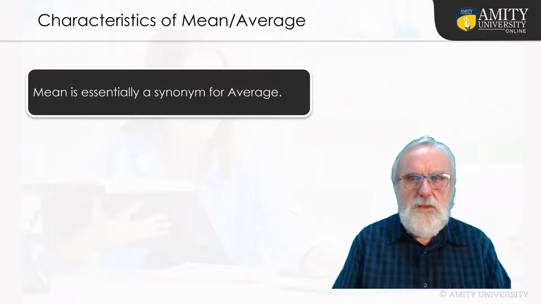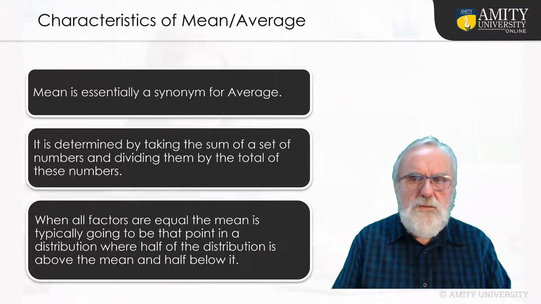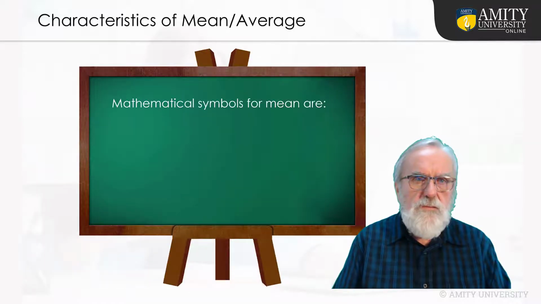Mean is more or less a synonym for average. It is determined by taking the sum of a set of numbers and dividing by the total count of these numbers. When all factors are equal, the mean is typically going to be at the point in the distribution where half of the distribution is above the mean and half is below the mean.